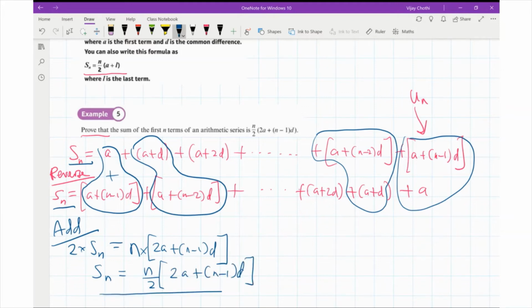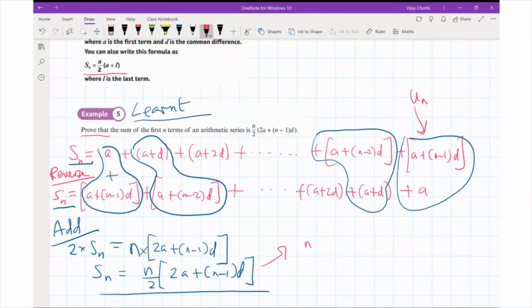So that completes the proof for the sum formula. Okay, so you need to learn that proof, and you need to learn all the steps with the same amount of detail. As a side step, you can also get the other version of the formula with the a and the l. So you can also write this as n over 2.